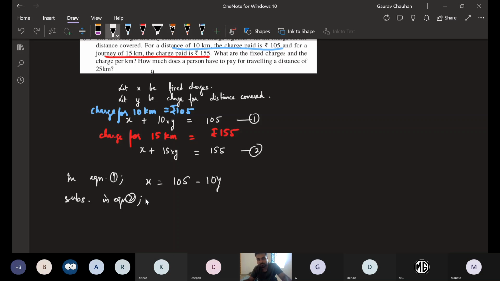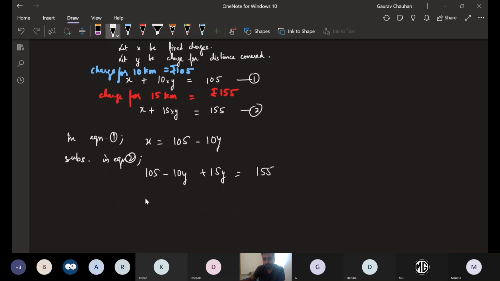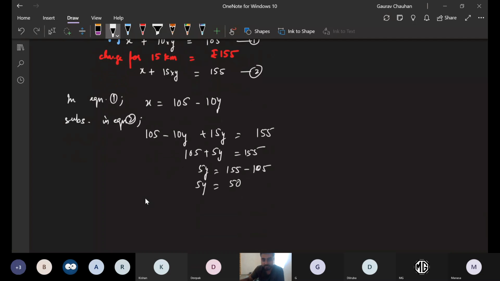105 minus 10y plus 15y is equal to 155. So this becomes 105 plus 5y is equal to 155. 5y is equal to 155 minus 105. 5y is equal to 50. So y is equal to 10.